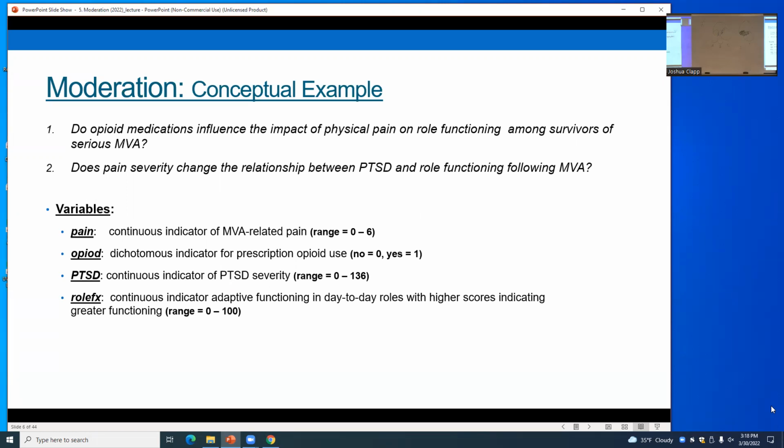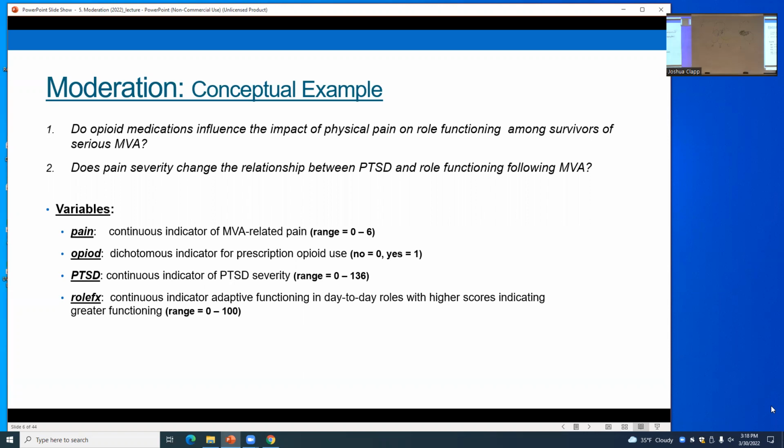Okay. All right. So talking about moderation here, we're going to use the same set that we've been using up to this point. Again, I didn't natural log role functioning. This is just role functioning. We're just pretending that didn't happen. But it's fine, it doesn't change too much. Here we've got the same variables. We've got pain, opiate use, and PTSD.